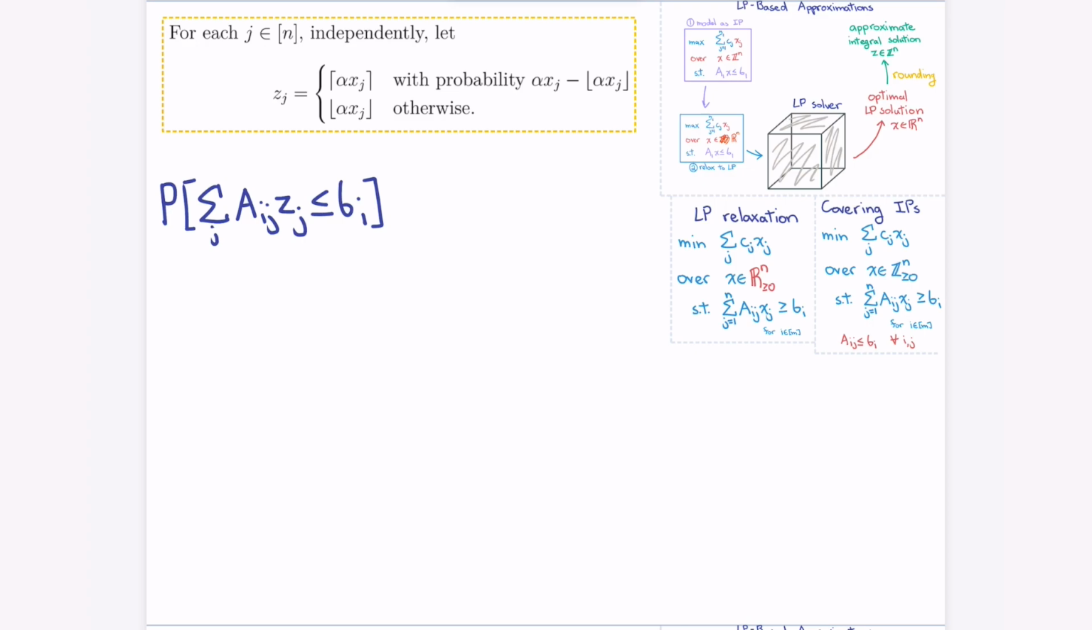This is the probability of failing a particular constraint I. So I scale up Z and then I randomly round up or down to the nearest integer. Very similar to what we did for set cover. And I want to do the same analysis. What are the odds that I don't cover this constraint I? And how do I analyze it? What should I write?